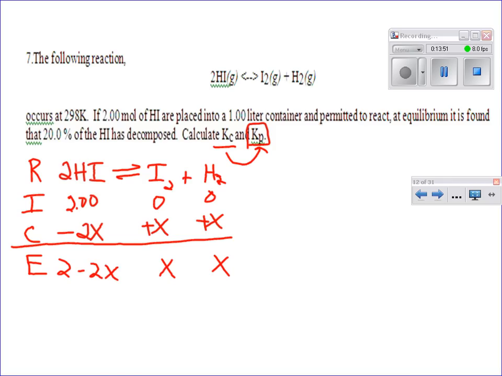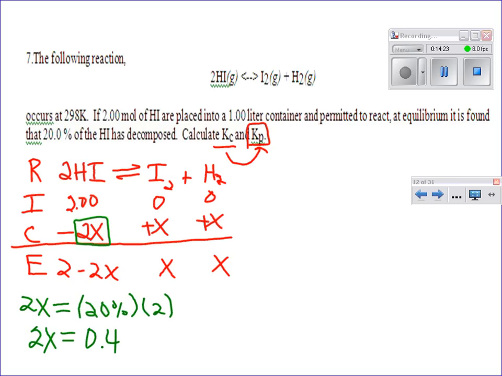Now here's the thing, and you can look at this one of 2 ways. You can say 20% decomposed or 80% remains. I like to look at it as the decomposed thing because we said 20% of the original left. What represents what left? This is what left, right? So 2x is what left, so that is equal to 20% of the original 2 molar. What's 20% of 2? 0.4. That's equal to 2x. Well, that's how much left. How does that help us? It also tells us x is equal to 0.2.